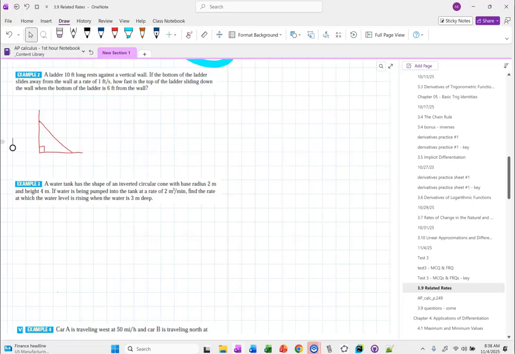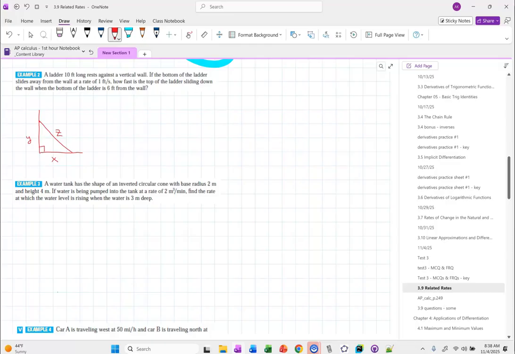So I'm going to name this bottom piece x, this piece y, and this piece z. You guys all right with the names? Of those quantities, x, y, and z, which ones are changing with time? x and y. z, though, is constant, right?